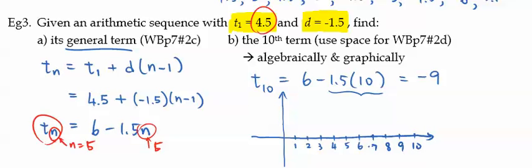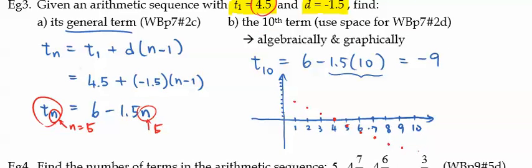We are starting from 4.5. So let's say I have 1, 2, 3, 4, 5, 6, 7, 8, 9, 10. Starting from 4.5, which is here, the second term would now go down by 1.5. So I end up getting a 3, and I end up getting 1.5, and I end up getting a 0 for the fourth term, and then negative 1.5, negative 3, negative 4.5, negative 6, negative 7.5, and eventually we will have negative 9 for the 10th term.